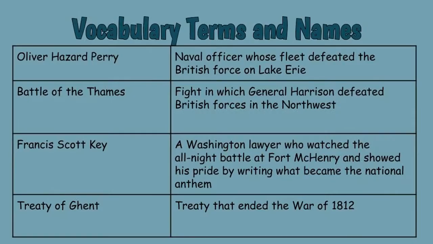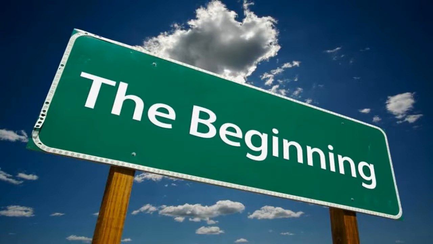We've got some key terms and names that you are going to need to be responsible for. Only four this go around, but you want to make sure that you're really familiar with who they are or what they are and how they connect with the content. The first is Oliver Hazard Perry. Second is Battle of the Thames. Third is Francis Scott Key. And finally, the fourth vocabulary term is the Treaty of Ghent. And we're going to get started.